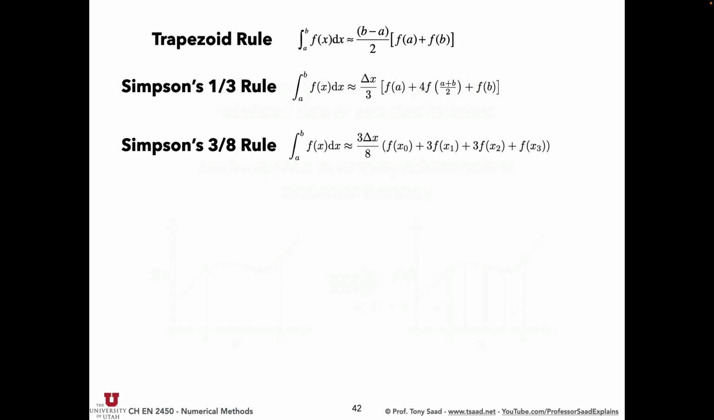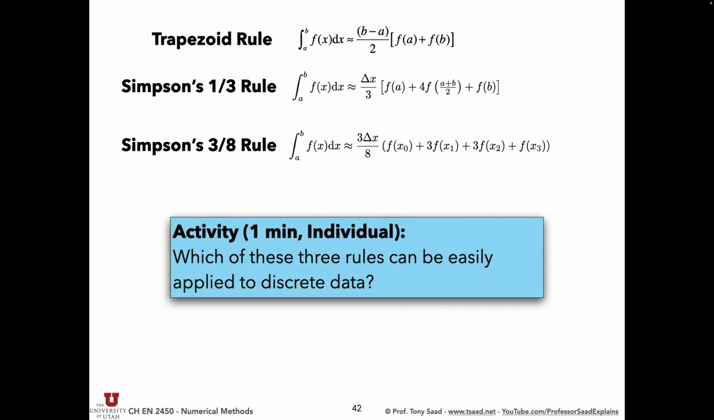So this is a summary of these higher order methods. These methods give you more accuracy compared to the midpoint, left point, etc. And I already answered this question. Which of these three rules can be easily applied to discrete data, you think?